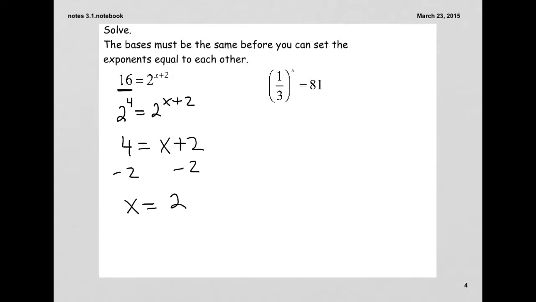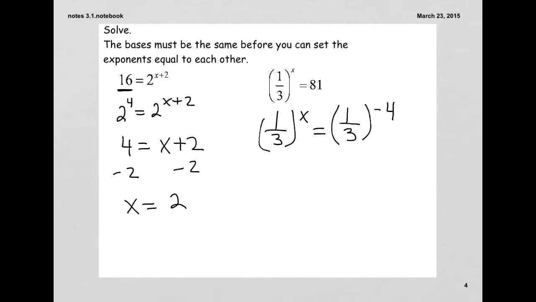Okay? Moving on to the next one, I see 1/3 to the x power is equal to 1/81. Well, I know that I can write 81 in terms of 1/3. It's just going to be a negative exponent. So I've got 1/3 raised to the x power is equal to 1/3 raised to the negative 4 power. Because 3 to the 4th power would be 81, so 1/3 to the negative 4 power would be 81.